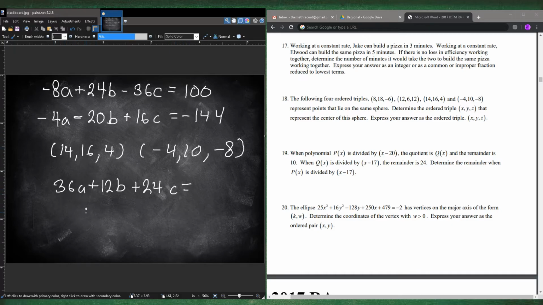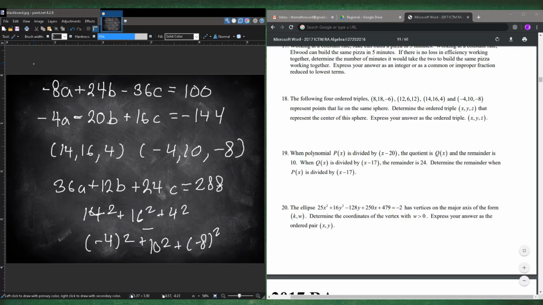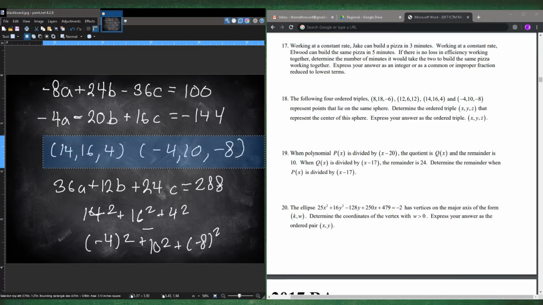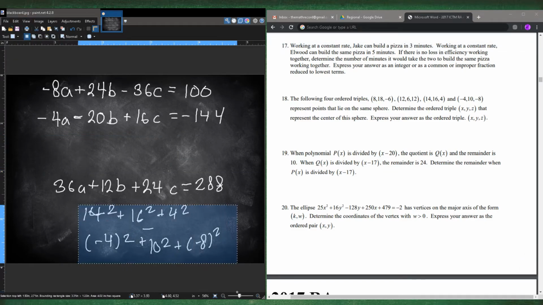Is equal to 14 squared plus 16 squared plus 4 squared, and then negative 4 squared plus 10 squared plus negative 8 squared, and then subtract those two, right? So you have 14 squared plus 16 squared plus 4 squared minus negative 4 squared minus 10 squared and minus negative 8 squared. And you should get 288. Okay, so deleting these because we don't need it. Now we have 3 equations.